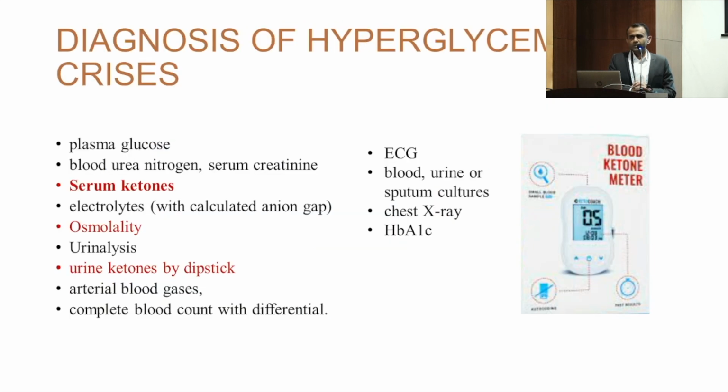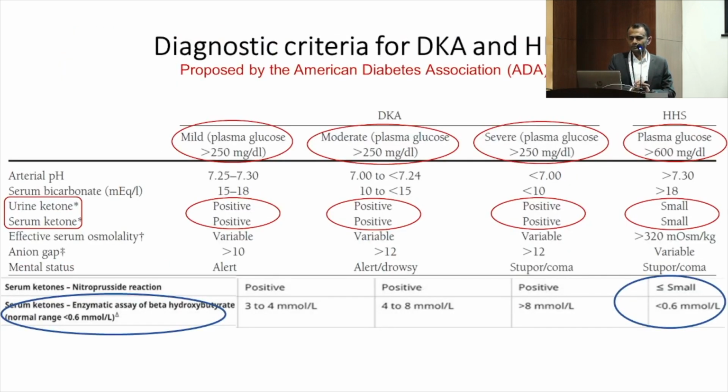So diagnosis, I'm sure you are all aware. Just one point to highlight here is that wherever facility is available, it is better to use serum ketones. Now bedside capillary ketone meters are available. They even give us a quantitative assessment of ketone bodies, which is very important for us to understand, given the limitations of testing ketone bodies with just the nitroprusside test. So this is the diagnostic criteria of DKA and HHS.